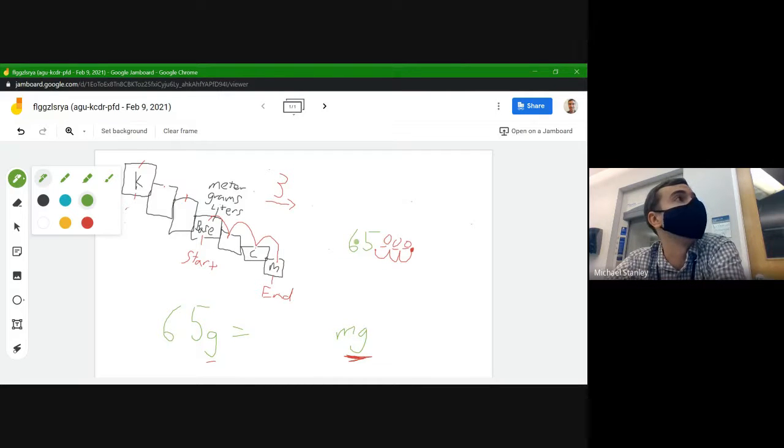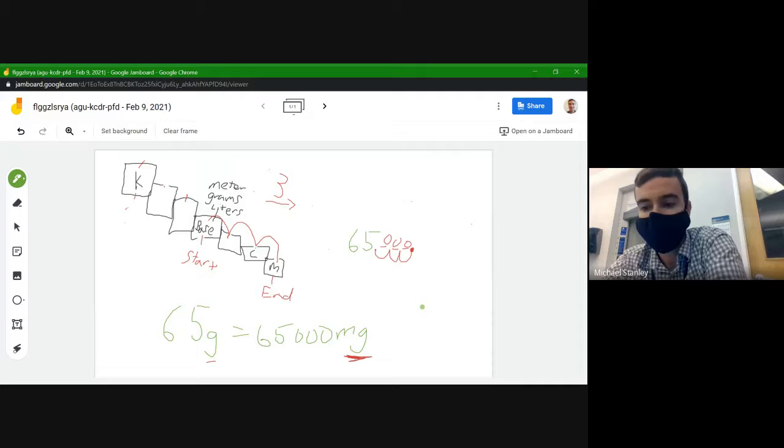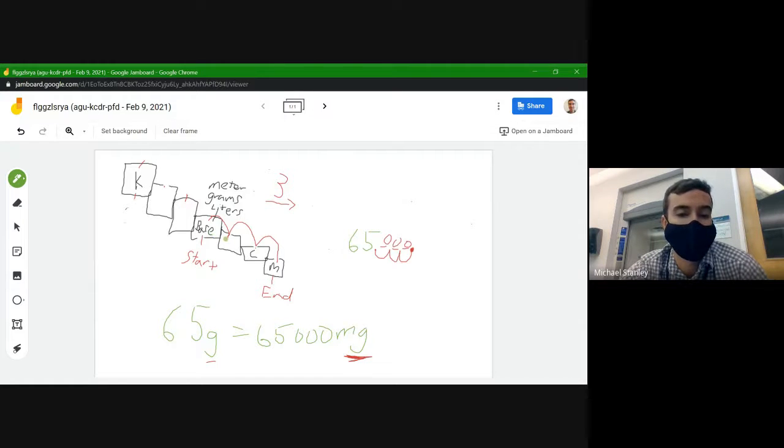And we ended up with 65,000, which is 65,000 milligrams. So 65 grams is the same thing as 65,000 milligrams. Started with grams, 3 jumps to the right for milligrams. So we moved our decimal spot 3 jumps to the right. Ended up putting 3 zeros in. So we went from 65 to 65,000.